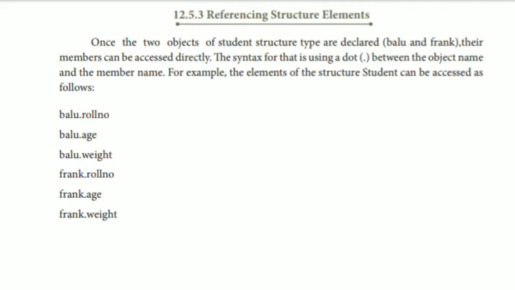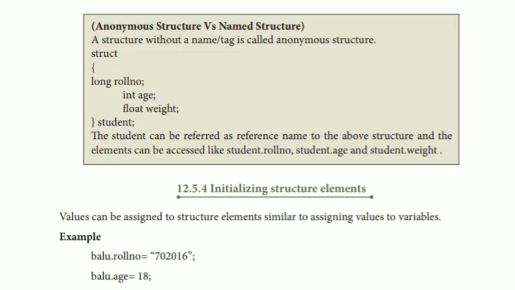This is the differentiation between anonymous structure and named structure. A structure without a name tag is called an anonymous structure. struct open brace, long roll number, int age, float weight, close brace, student. The student can be used as a reference name for the above structure and the elements can be accessed like student dot roll number, student dot age and student dot weight. These are the very simple differences between named structure and anonymous structure. A structure without a name tag is also called an anonymous structure.